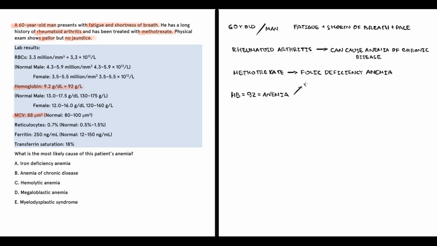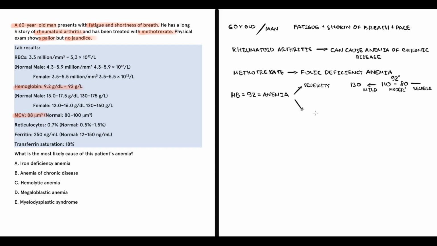To determine severity of anemia, we have to know two numbers. It's 110 and 80. Also in this case, it's a man, and the lower limit of normal for hemoglobin in men is 130. So, from 130 to 110 is mild anemia, from 110 to 80 moderate, and lower than 80 is severe. In this case, hemoglobin is 92, so it's moderate anemia.